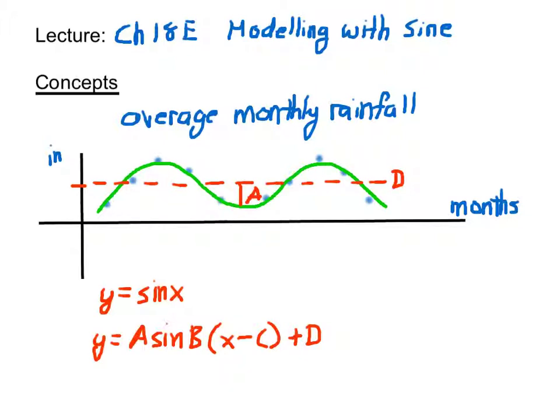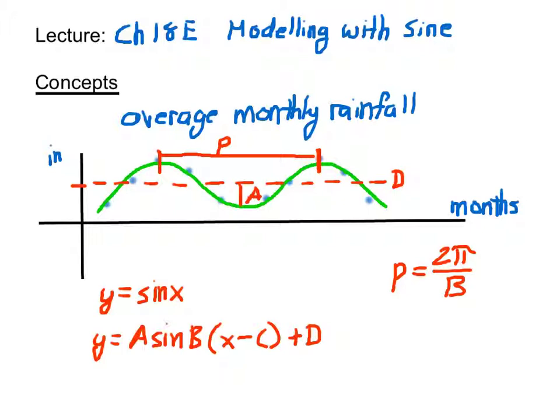B is the period, right? So how long it takes for a graph to repeat itself. So if we were to draw that, we have one really clear point, which is a maximum here, and another really clear point, which is a maximum here. And so the distance between those two points is the period. And remember, we can calculate the period by dividing 2 pi by b.